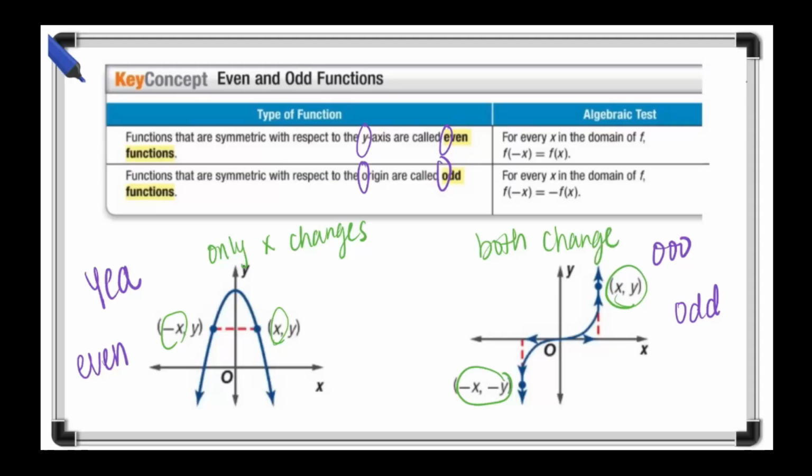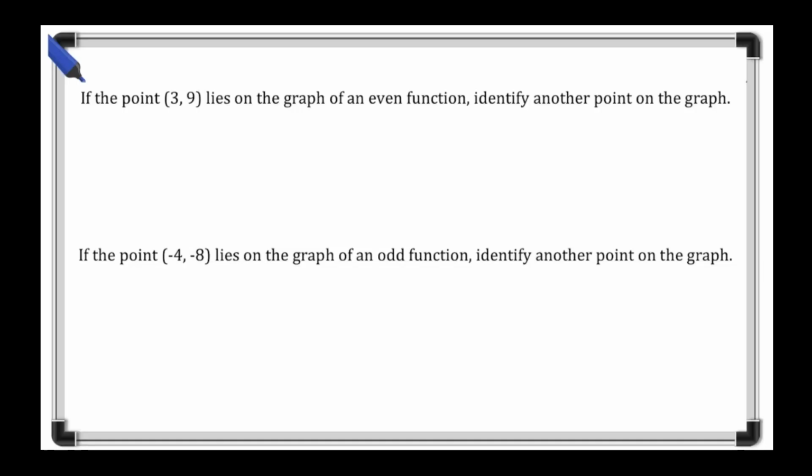So let's look at some examples on even and odd functions, and we'll also use some algebra as well. If a point (3, 9) lies on the graph of an even function, identify another point that's on the graph. If it's an even function, the thing that you should remember is that your x is the only one that changes. So if I take that 3, I'm going to make it a negative 3. So another point that could be on this graph is (-3, 9).